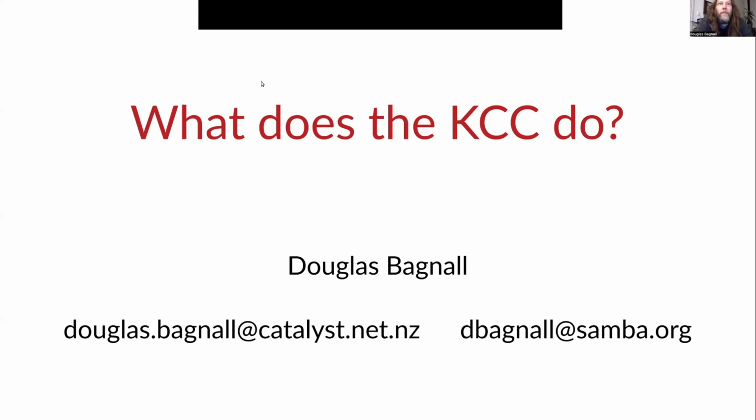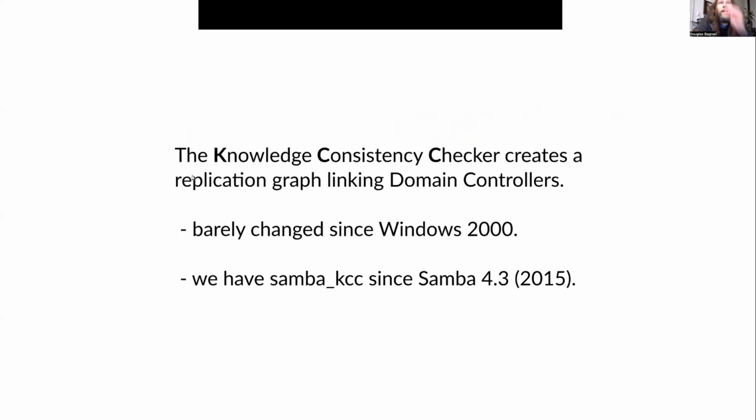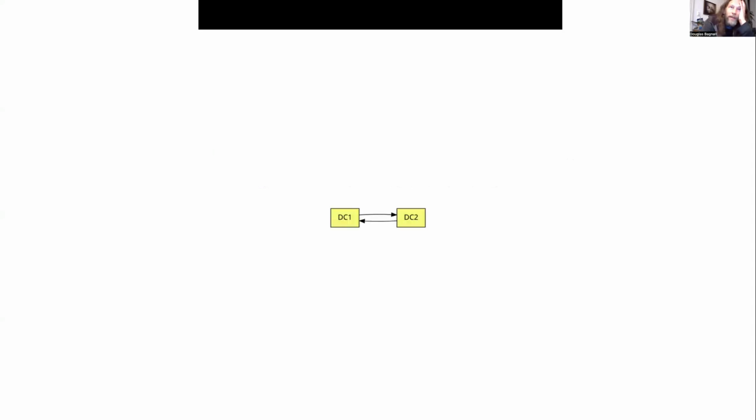And what does it do? Well, it finds a graph, a replication graph for Active Directory domain controllers. It was invented in the 90s. It kind of shows. And we made our version in 2015. Well, we finished our version in 2015. Anyway, so what kind of thing does it need to do?